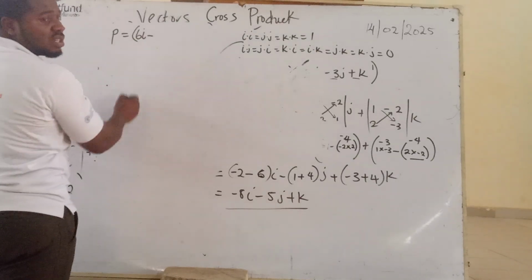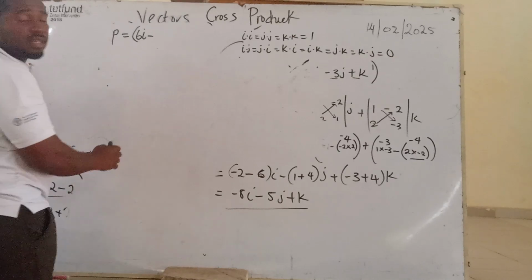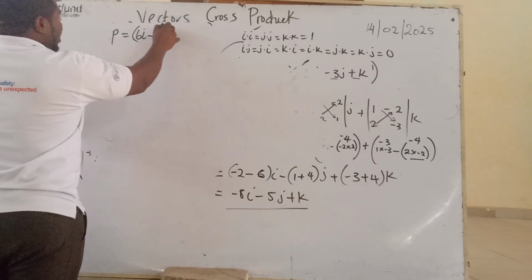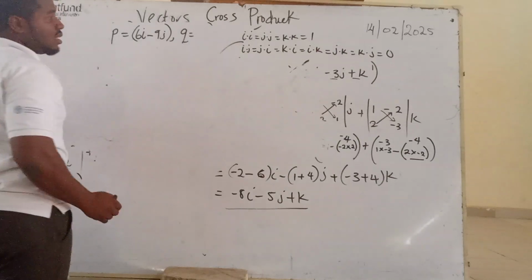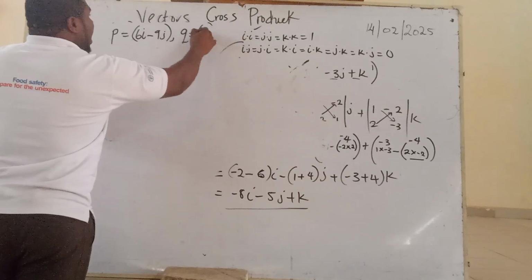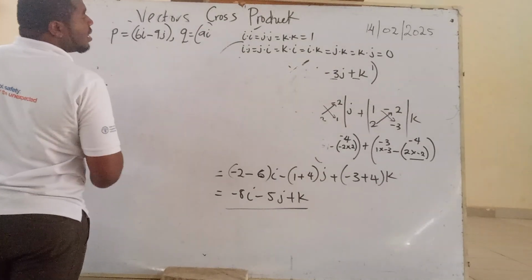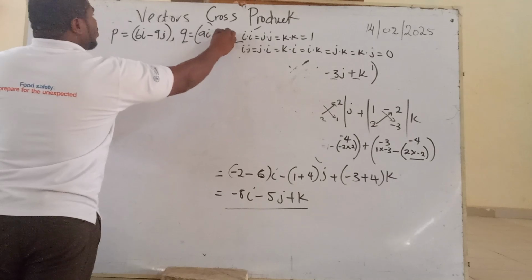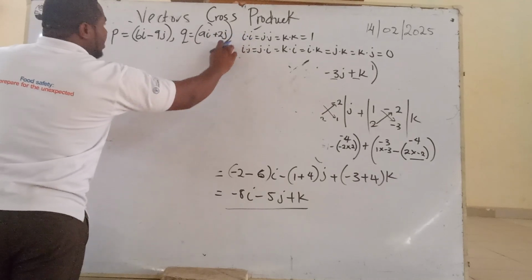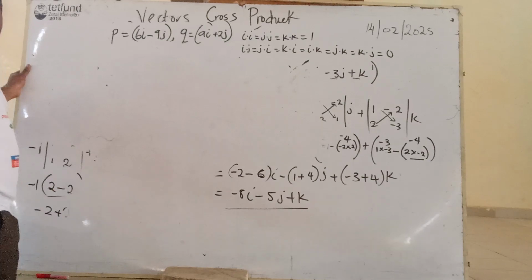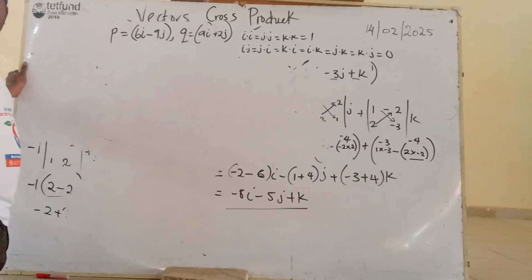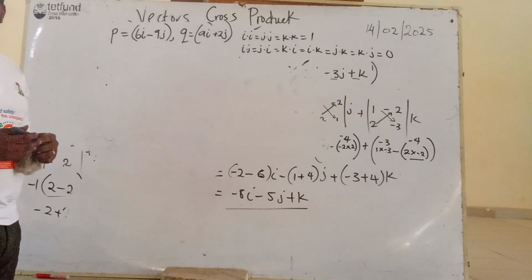6i minus 9 minus 9j. And then Q is what? Q is ai plus 2j. Right? Just give me the question. Read out the question, okay?